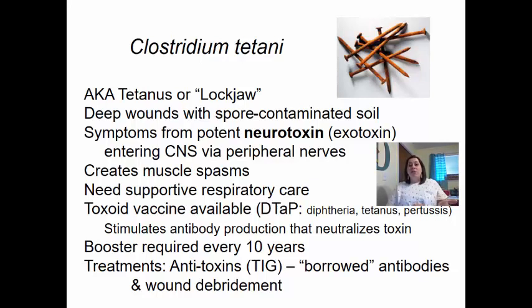Now, some other treatments that we could use for tetanus are antitoxins called TIG. These are borrowed antibodies, but we also then need to do wound debridement. We need to get that wound cleaned out, get the contaminated soil and the bacteria out of there in order to reduce the amount of toxin that's being produced.